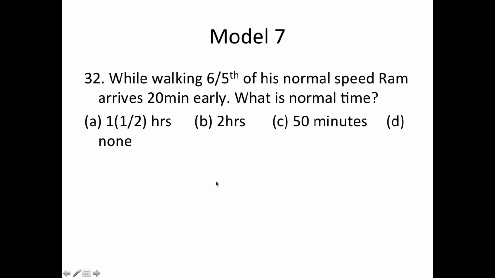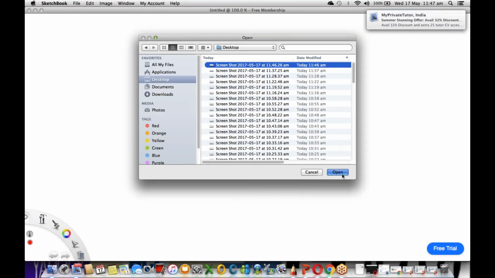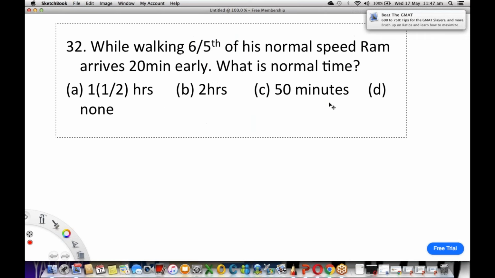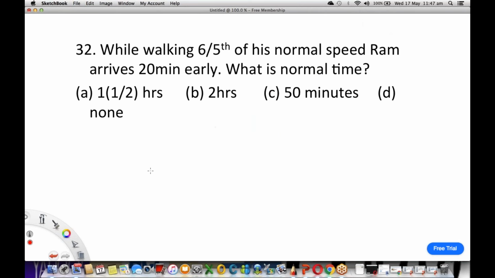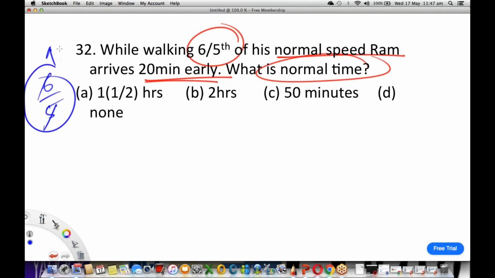Look at this. Give me the answer for this. While walking at 6 by 5 of normal speed, Ram arrives 20 minutes early. Then what is the normal time? Somebody is saying 2 hours. So first, the moment you look at 6 by 5, what is this fraction? Is it more than 1 or less than 1? It's definitely more than 1.